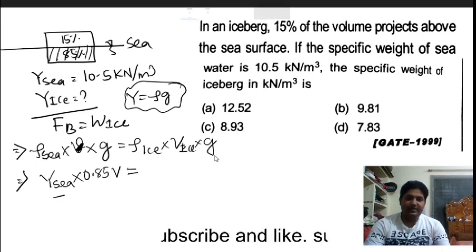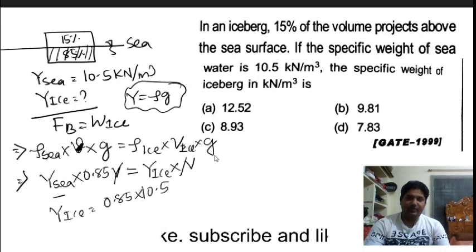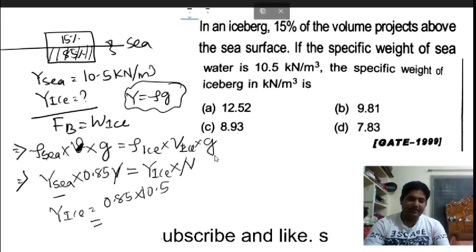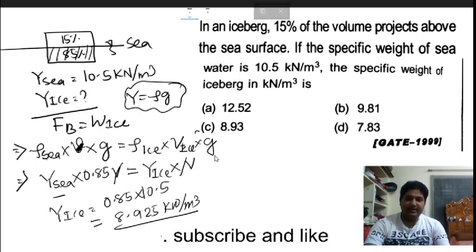So this is the density of the ice into g, the specific weight of the ice, into V, the volume of the ice. So the specific weight of the ice will be equal to 0.85 into the density of the sea water. This is 10.5, and this comes out to be 8.925 kilonewton per meter cube. So this is 8.93.